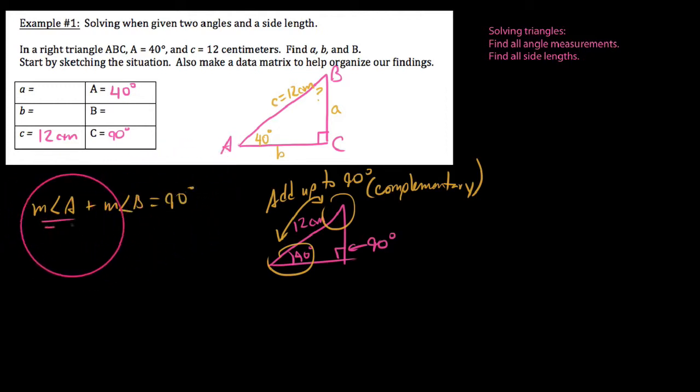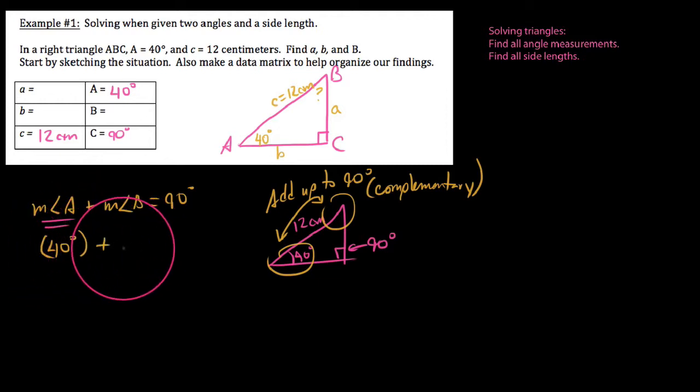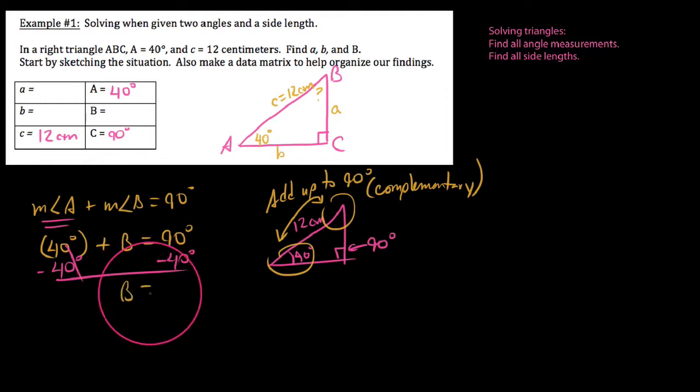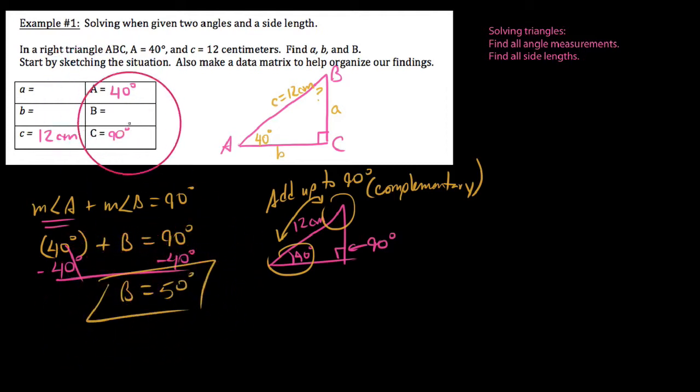And we're already aware that angle A is 40 degrees. So if we were to say 40 degrees plus, I'm just going to write it as B, is equal to 90 degrees, the question really becomes, well, then what is the measure of angle B? And we can find this just by subtracting 40 degrees from both sides. So when you're given two angles in any triangle, not just a right triangle, you can always find the third angle by using the fact that all angles add up to 180 degrees. So we have all three of our angles now.